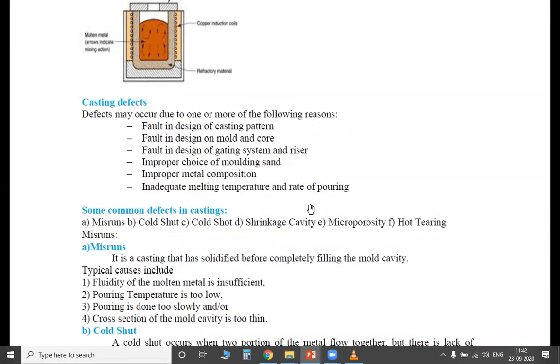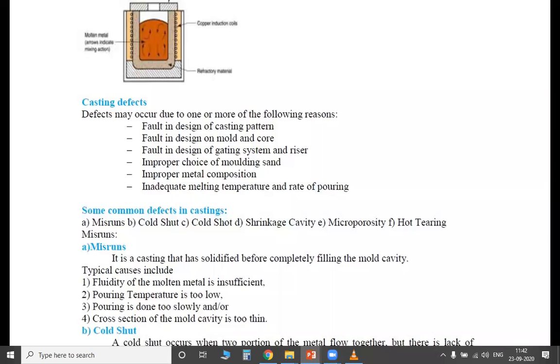Then inadequate melting temperature and rate of pouring. What melting temperature have you used? Whether the melting temperature is high or low. So these are the main casting defects we get when the casting is done.